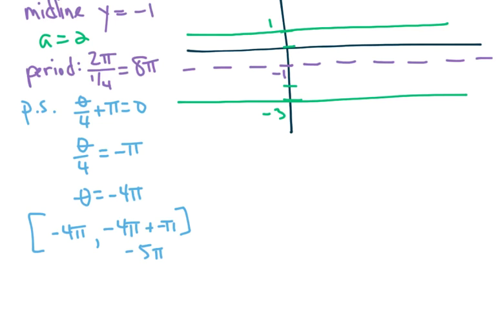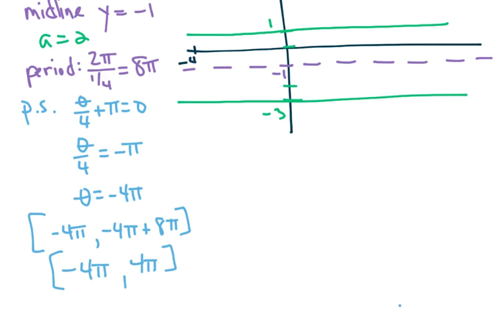I did that wrong. Let's try that again, because the period was 8 pi. All right, it's going to be the phase shift plus the period. There we go. So it's going to be from -4 pi to +4 pi. That looks better. So I'll call this -4 pi. So I'll call this +4 pi.